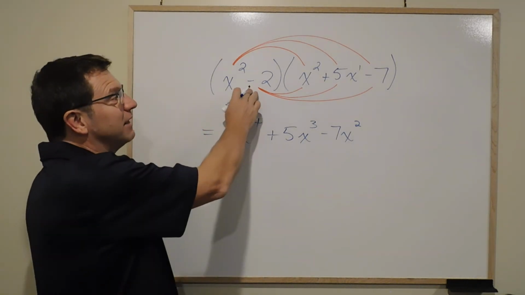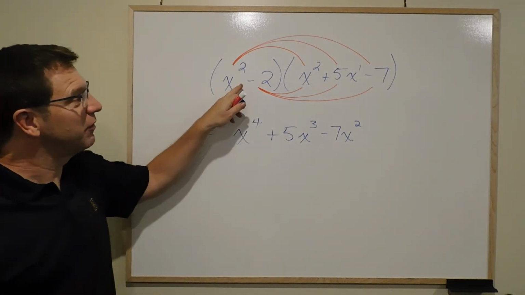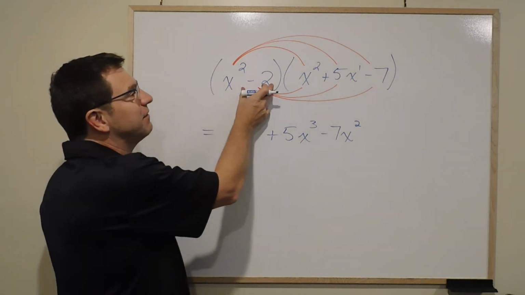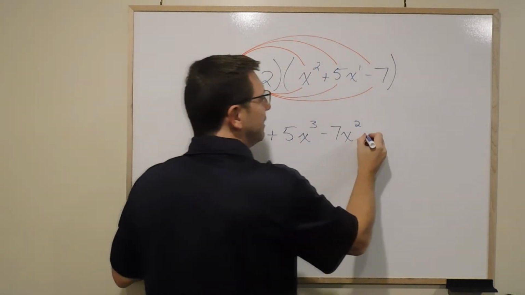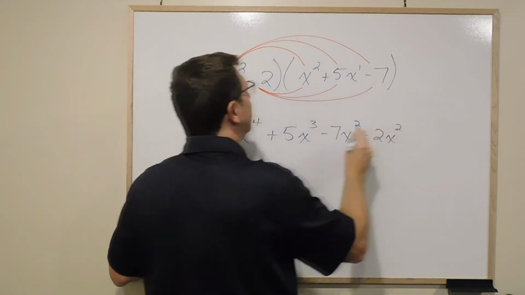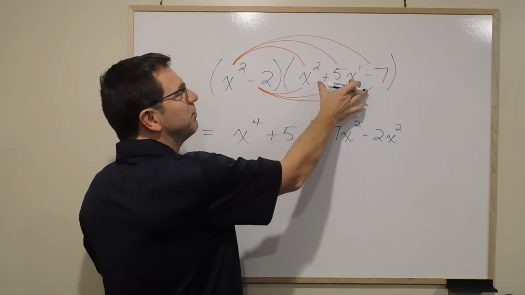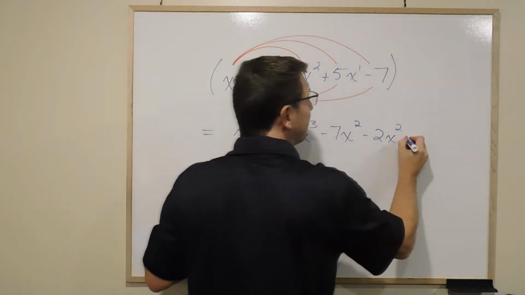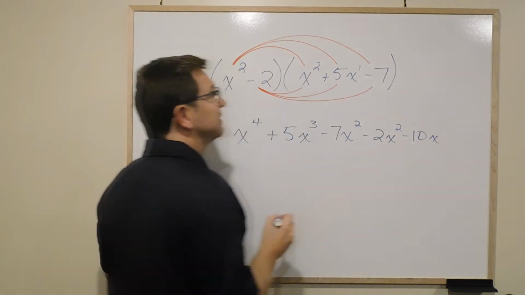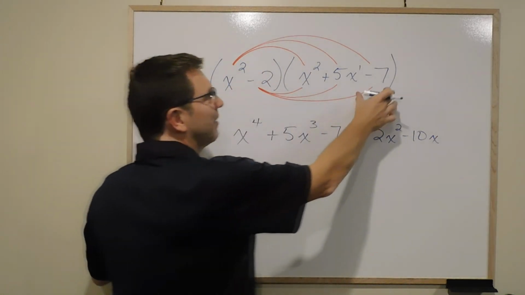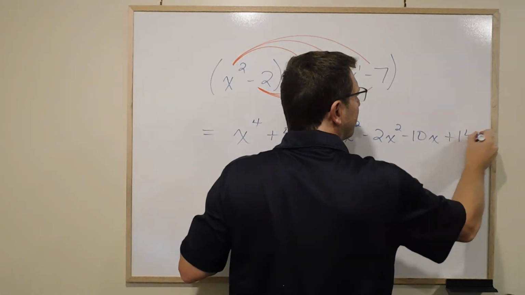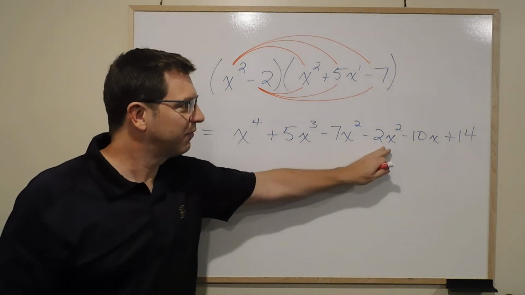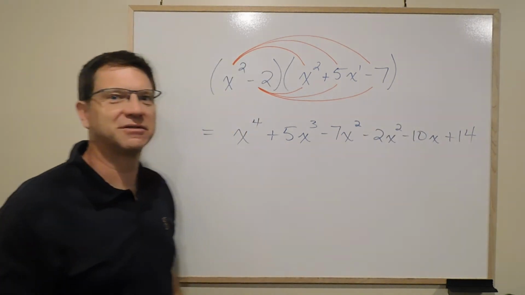Then I go on. Minus 2, be careful of the sign. Now I'm always multiplying by negative 2, not just by 2. Sign's important. Negative 2 times x squared is negative 2x squared. Negative 2 times positive 5x is negative 10x. And negative 2 times negative 7 is plus 14. And as promised, we get 1, 2, 3, 4, 5, 6 terms.